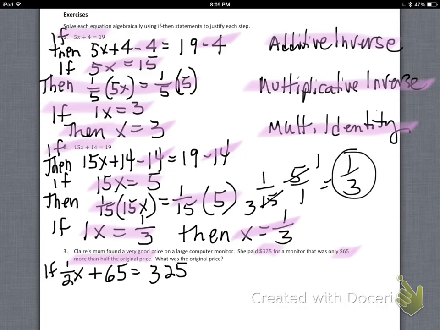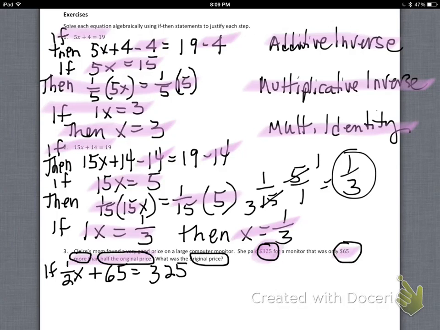But now down here, I just want to read this problem out to you. It said, Claire's mom found a very good price on a large computer monitor. So she paid $325 for a monitor that was only $65 more, which is going to mean you're going to add $65 more than half the original price. Okay, so what was the original price?